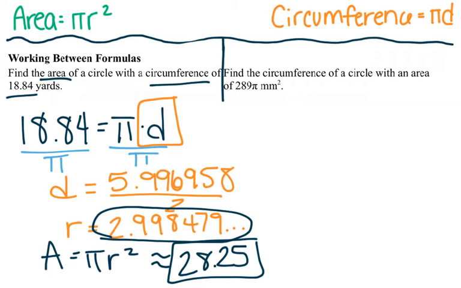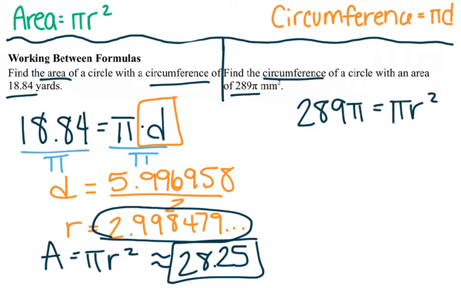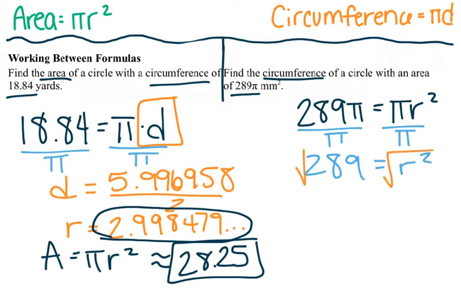Alright, so the next one, I'm going to find the circumference of a circle with an area of 289 pi. So my area formula is pi r squared. I'm going to get r by itself, so I've got to divide by pi on both sides. So 289 equals r squared. The only thing I can do to get rid of a square is to square root both sides. So r is equal to 17 because that's a nice perfect square. I like it when it works out like that.